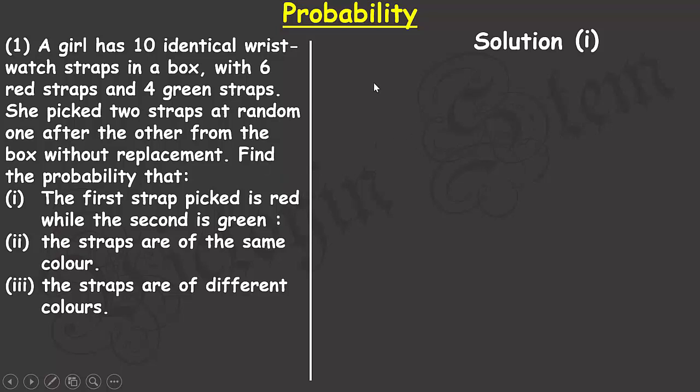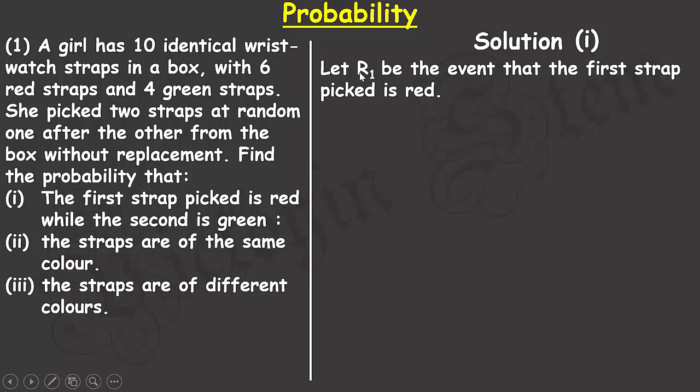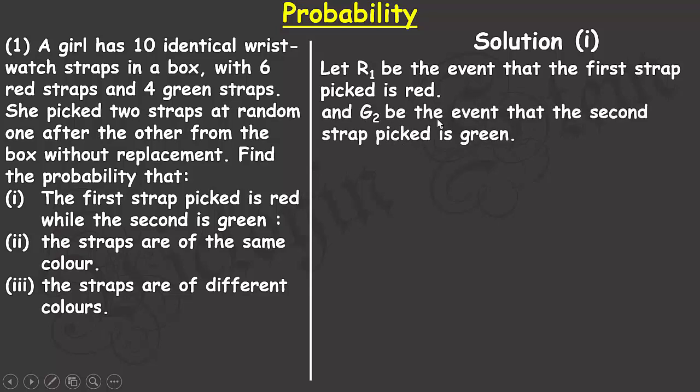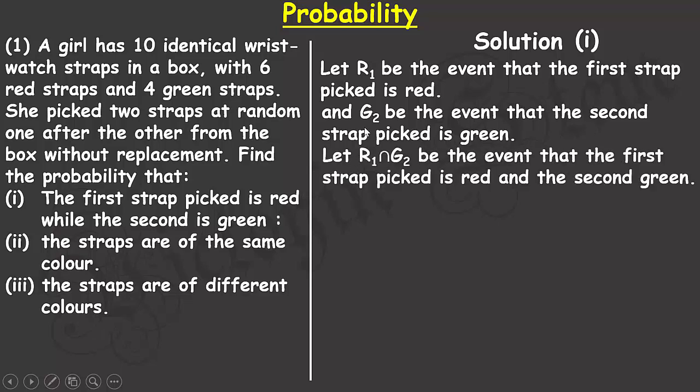Now, I'll make some assumptions that will aid your understanding. First, let R subscript 1 be the event that the first strap picked is red. And then G2 be the event that the second strap picked is green. Now, why did I make the first one red, the second one green? That was the question. I'm to find the probability that the first strap picked by the girl is red and then the second strap picked is green. So it implies the first strap picked is red and the second strap picked is green. Let it be the event that the first strap picked is red and the second strap is green.